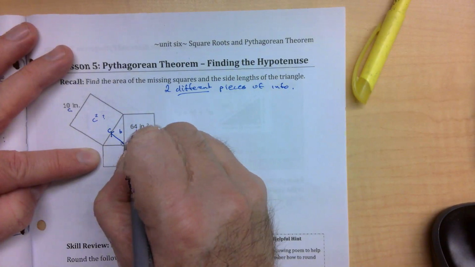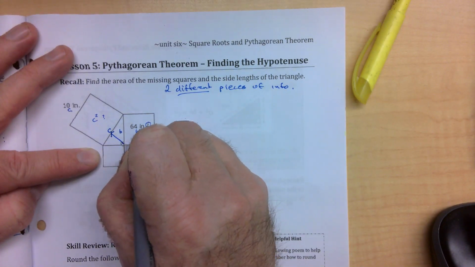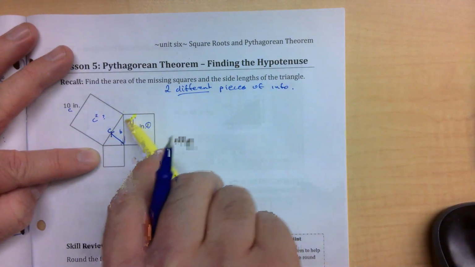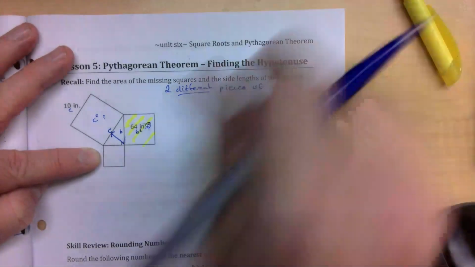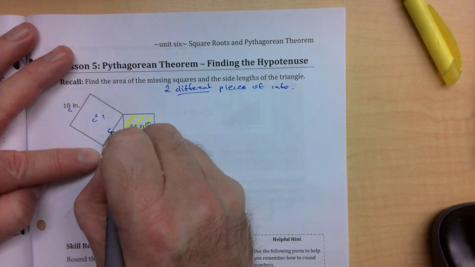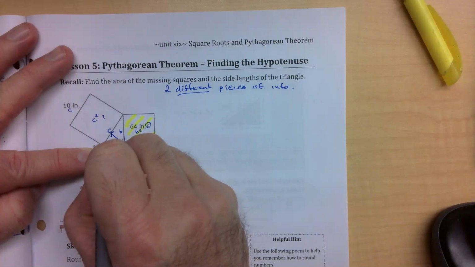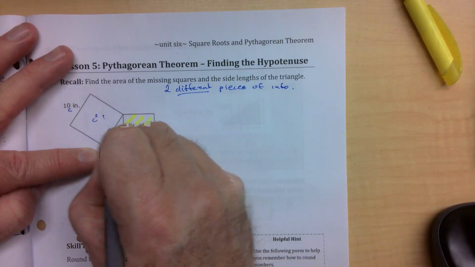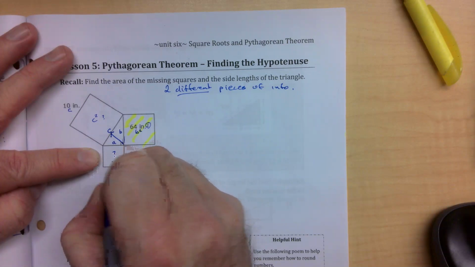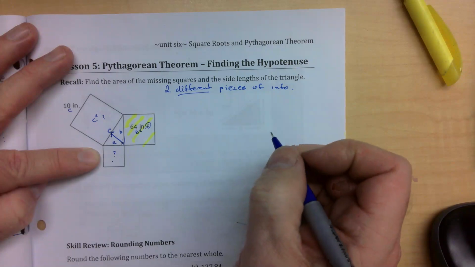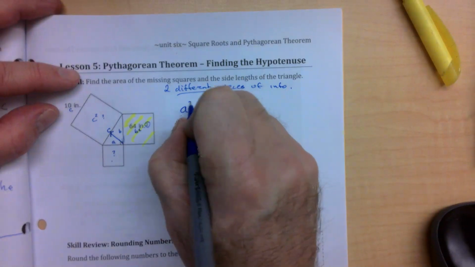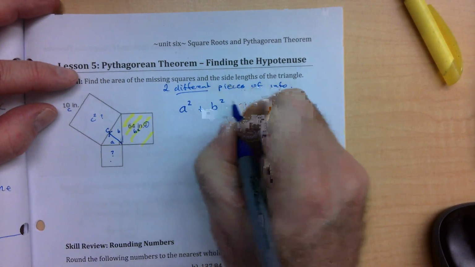So this is b squared because look, they've clearly calculated the area. The side length is not 64. The area is 64. So that's b squared. This must be side A. So we have A, B, C. A is one of the shorter sides. B is one of the shorter sides. C is always the longest side. I don't even know what a squared is, but we could find out. Okay? So the cool part is a squared plus b squared is equal to c squared.